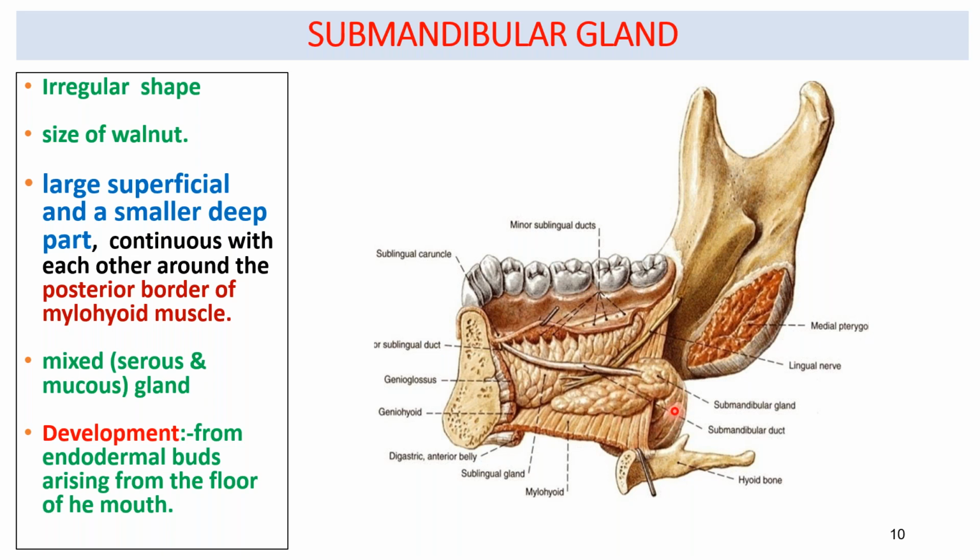Histologically, if you see the slide of a submandibular gland, it is a mixed gland containing both serous and mucous components. It is developmentally originating from endodermal buds which are arising from the floor of the mouth.